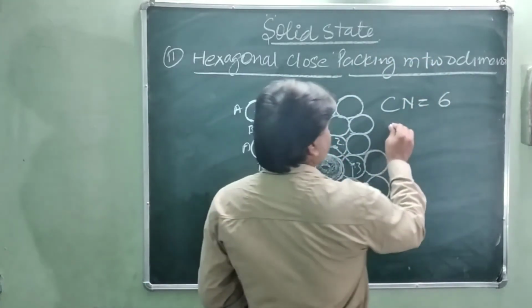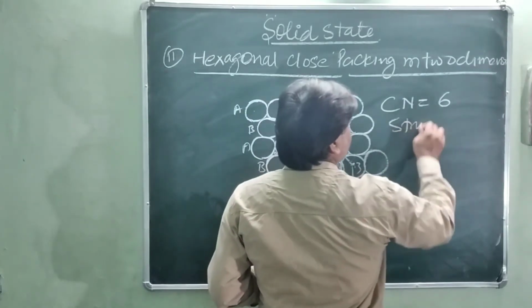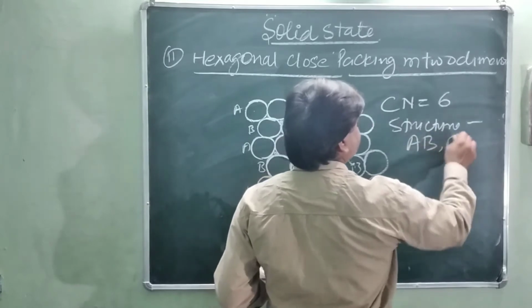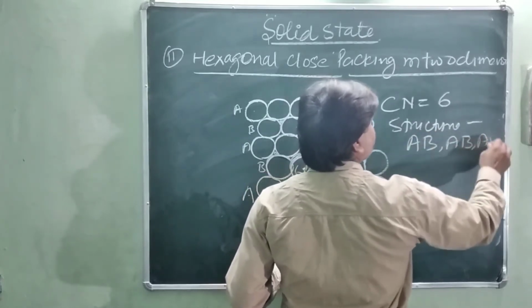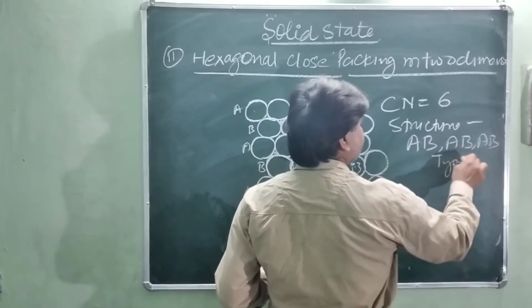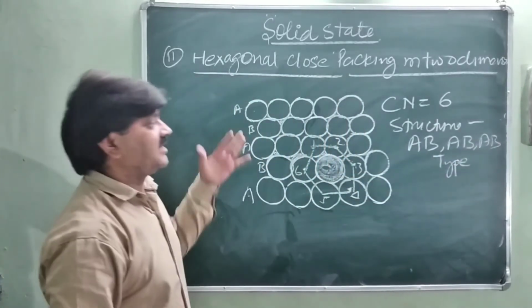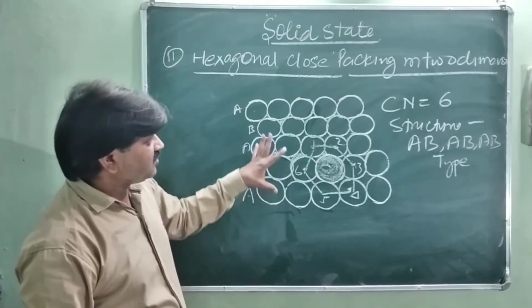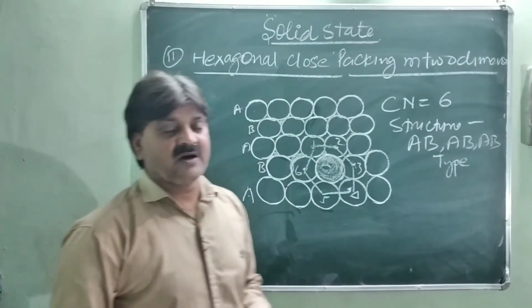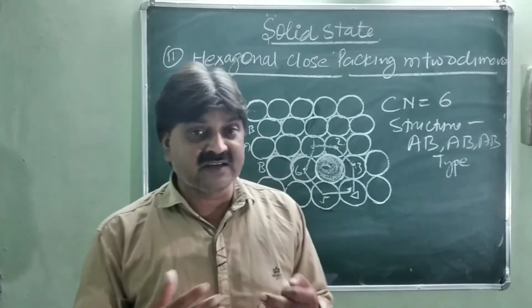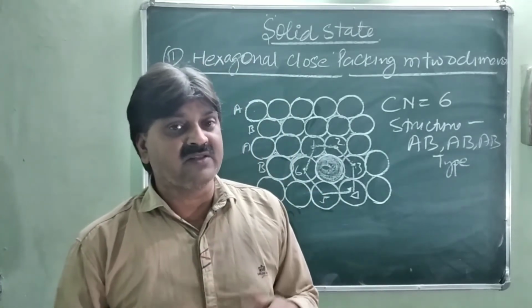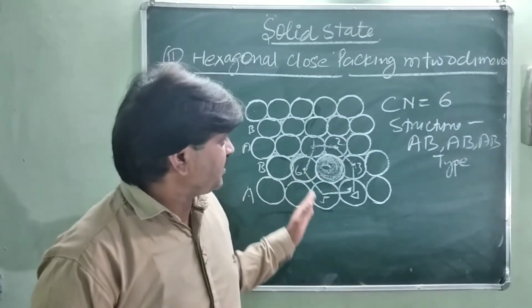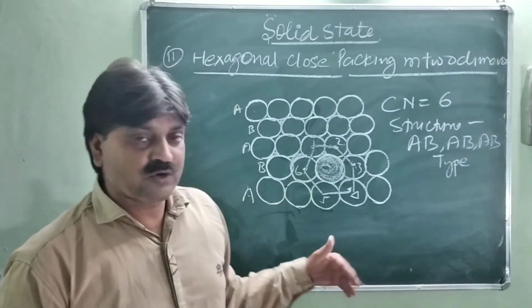And the structure is AB type. This is called AB type of structure. Their element is not the same as the A type, not one placed over the other. So these are the two ways of stacking the spheres one above another. So these are the arrangements of the solid spheres in 2 dimensions.